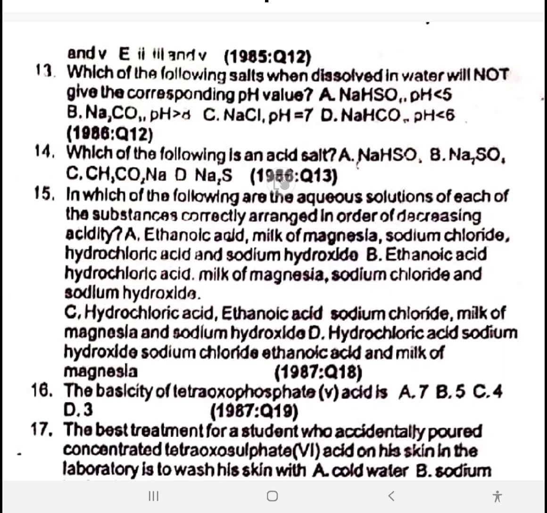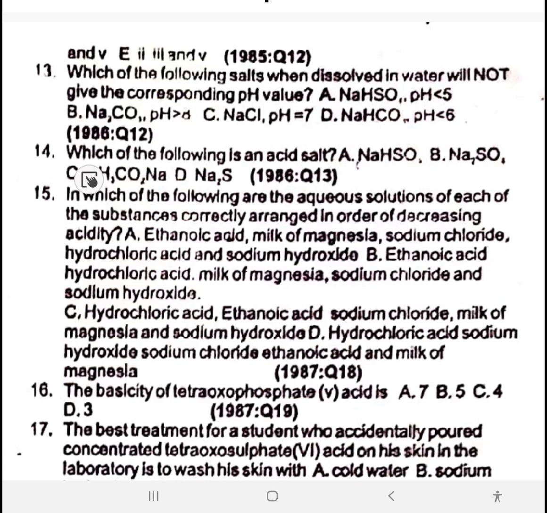Now, write also, the salt from a weak acid, H2CO3, and a strong base, NaOH, produces pH value greater than 7. So number 13 is option D. Which of the following salts, when dissolved in water, will not give the corresponding value? NaHCO3. Some students might say, okay, NaHCO3, it's not H2CO3. Well, you could get H2CO3 from NaHCO3. So this NaHCO3 is a salt of a weak acid. Number 13 is option D.